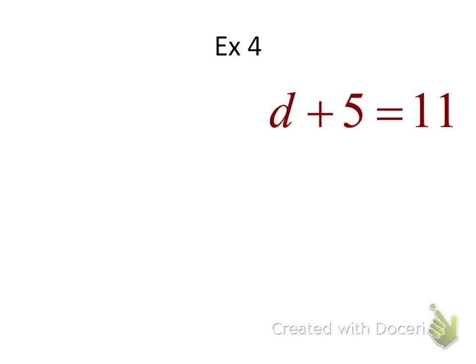Okay, so, same steps. We're going to start by doing what? Circle the variable. Then what? Draw your line of equality. Now, solving one-step equations, or any equation, our goal is to get the variable by itself. We do that by using inverse operations. So the inverse operation for plus 5 is minus 5.